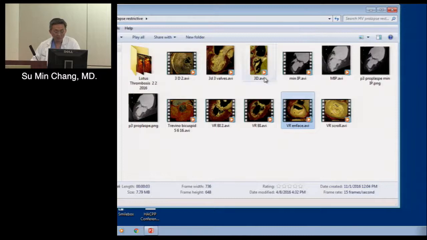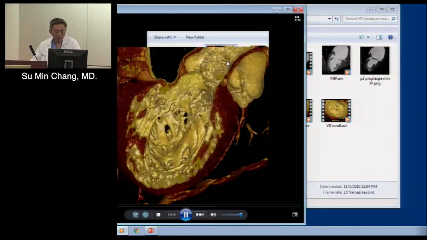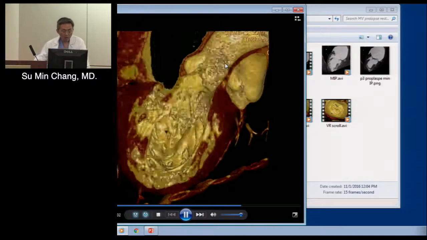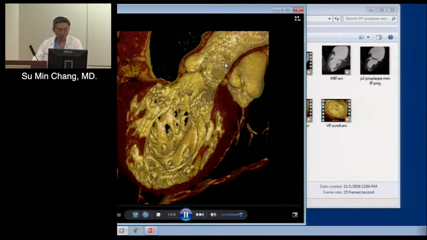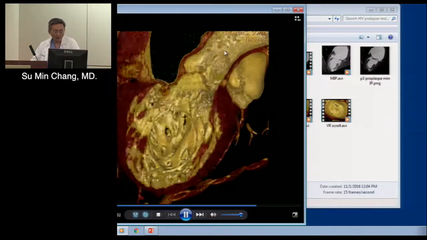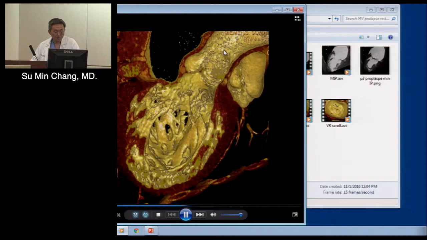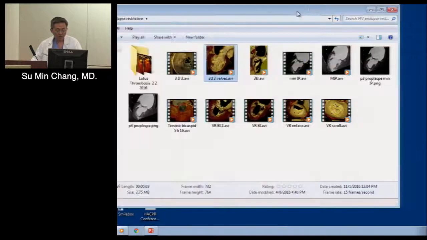Okay, so I'll show you one more example of this same individual. Okay, so similar display that I showed you, we call it 2D. So this is 3D again, in motion. So this is 4D CT, I should say. Okay. And let me show you one more example.